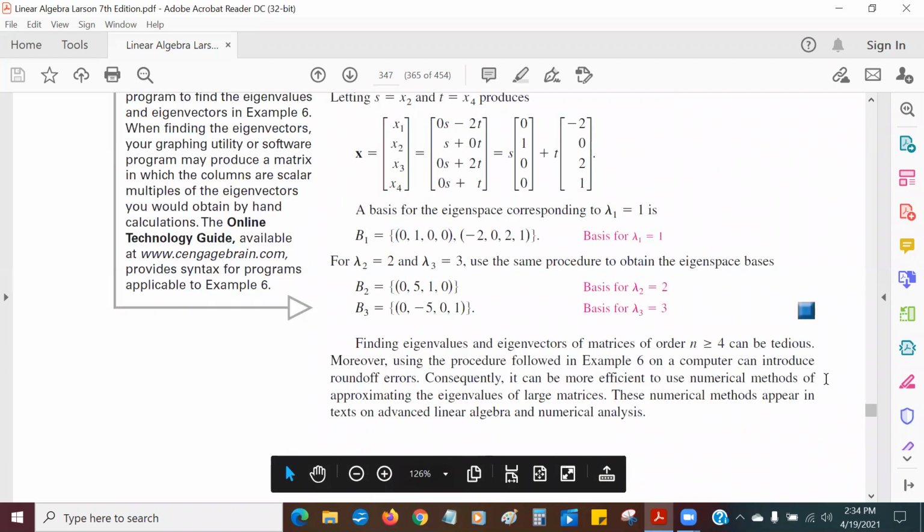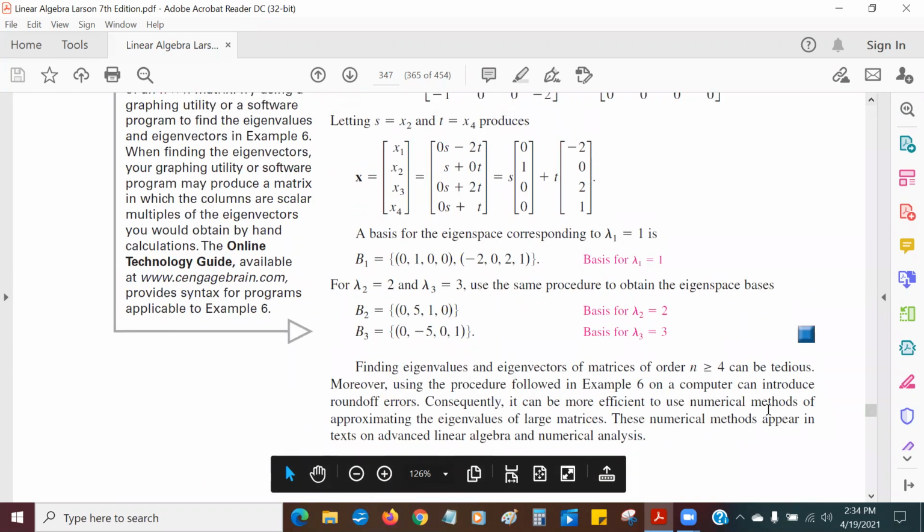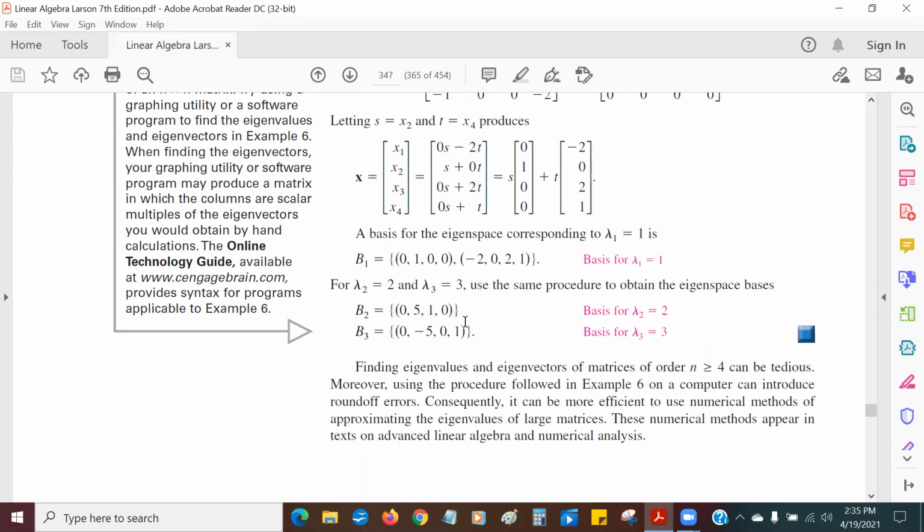Now for lambda 2 equals 2, we're over here. For lambda 2 equals 2, and lambda 3 equals 3, you do the same thing. And you get here's the basis B2 for lambda 2. That's the basis for lambda 3, and pow. And again, we're doing the same thing that we've done many times before.